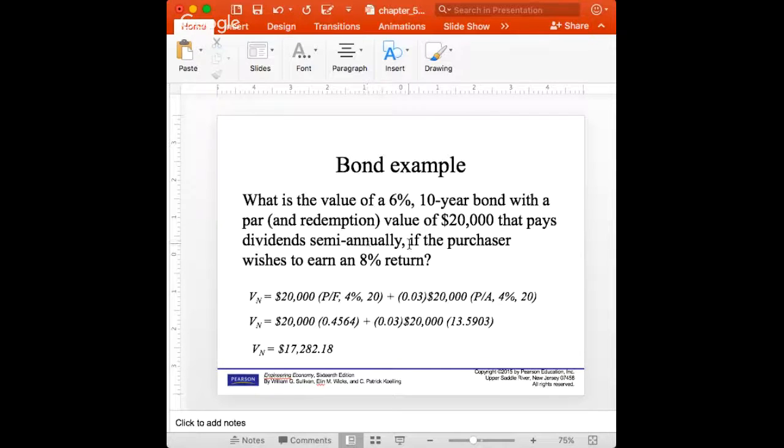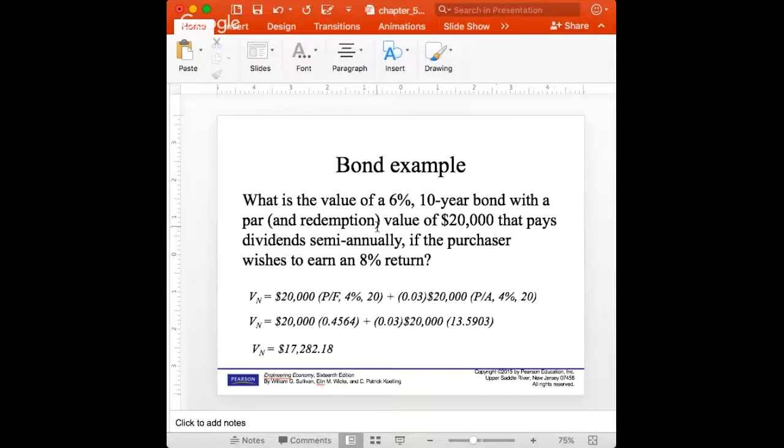And then the other qualifiers, if the purchaser wishes to earn an 8% return. Whenever we see these interest rates in a bond problem, they're given as annual nominal rates. So the 6% bond rate is an annual nominal rate, and the 8% is an annual nominal rate. Our yield is the 8%. So we can fill in the bond equation.